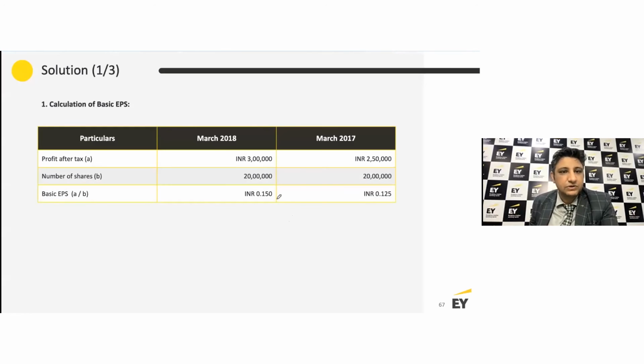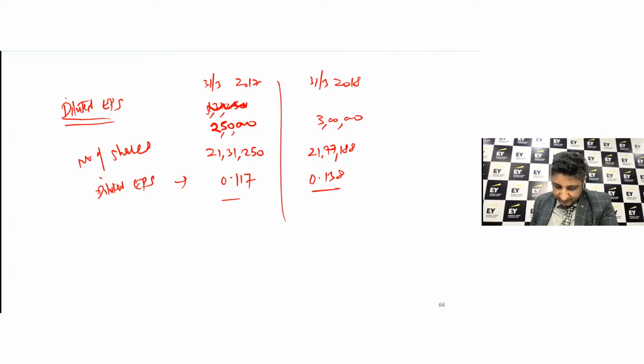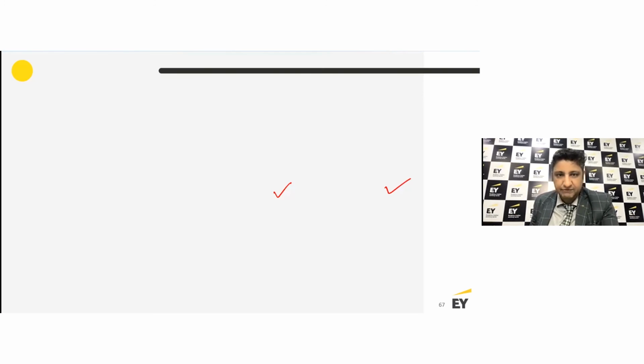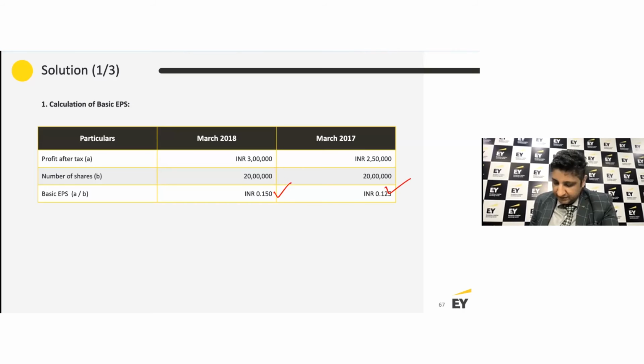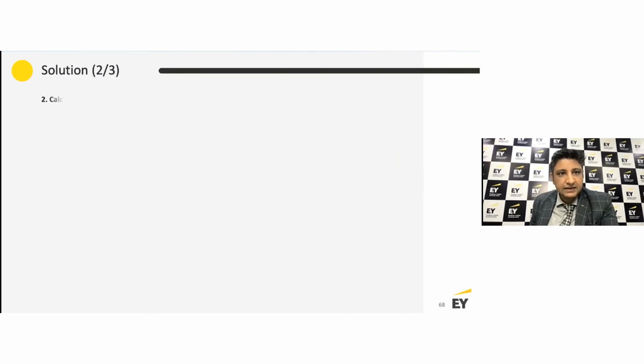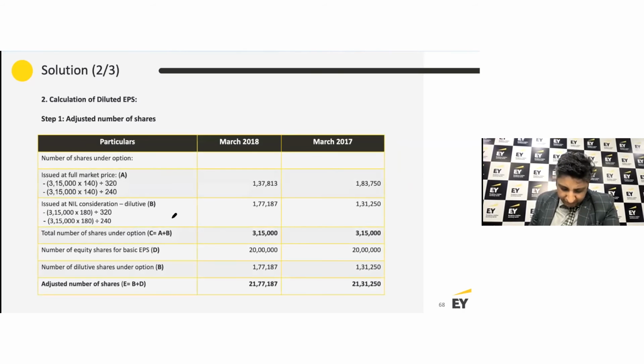Okay, let's have a look at the formal solution. We did this calculation already. We had those basic EPS, 0.125 and 0.150 for the 2 years, 17 and 18 respectively. And then for the dilution part, we simply picked up the relevant number for the respective years. And the adjusted numbers of shares are also measured at 21,31,250 for the March 2017 year end and 21,77,187 for the year ended March 2018.